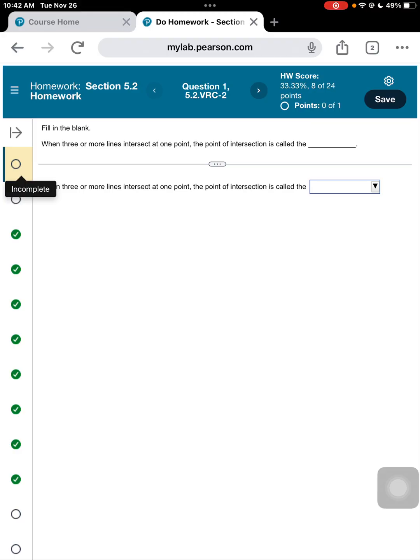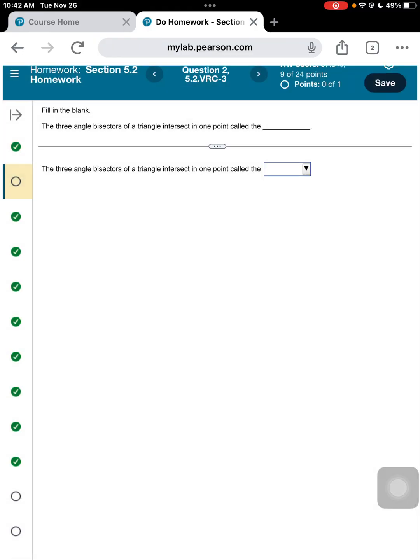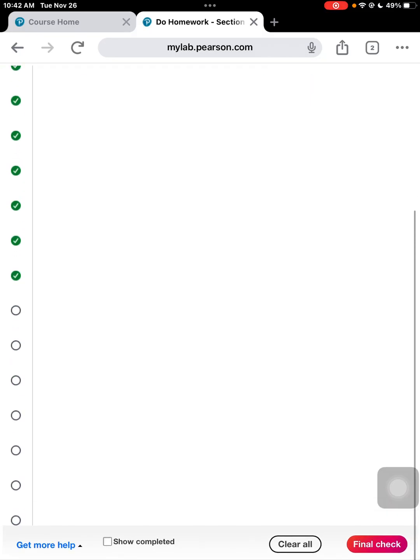Okay, so when 3 or more lines intersect at one point, that point of intersection is called the point of concurrency, right? Okay. So the 3 angle bisectors of a triangle intersect in one point called the incenter.